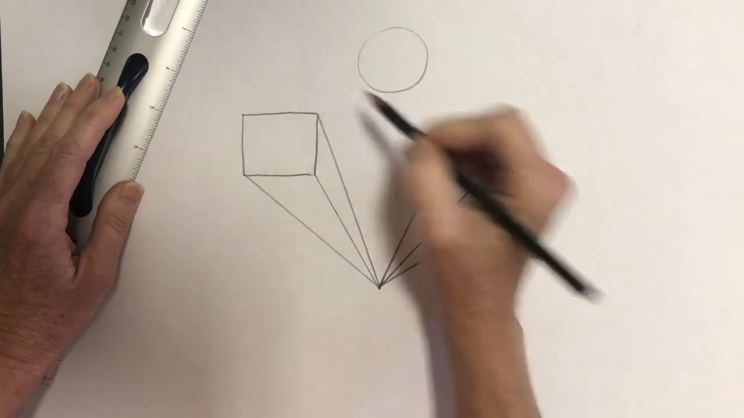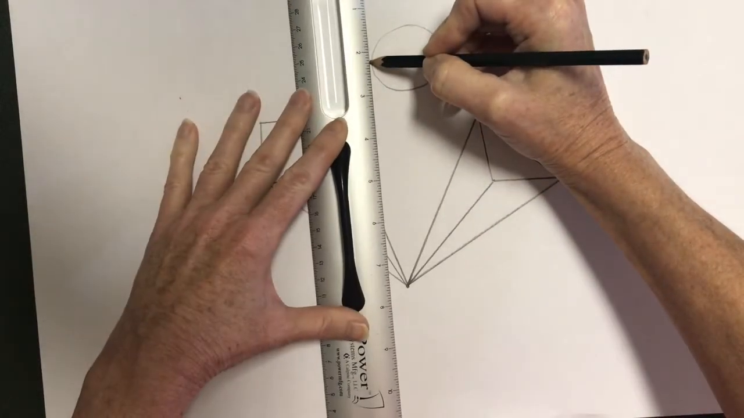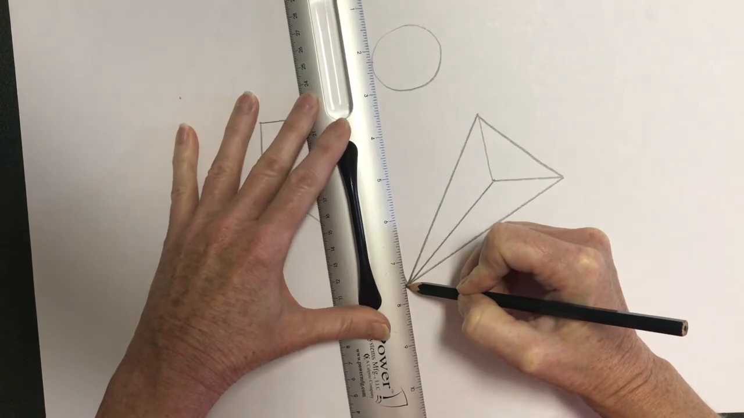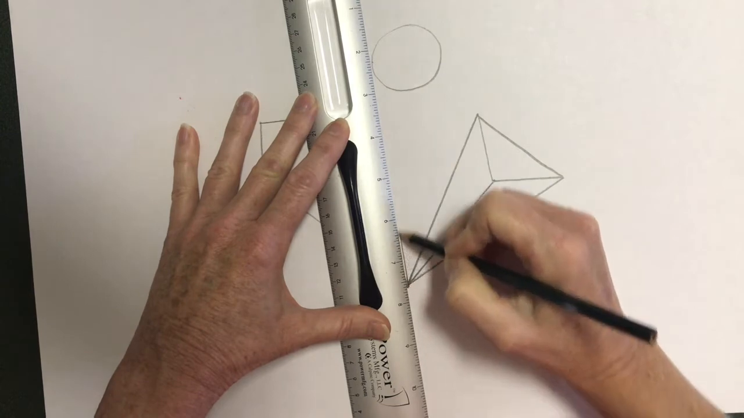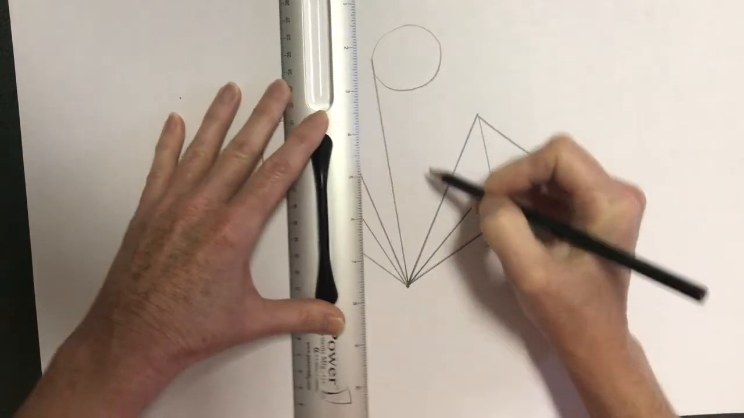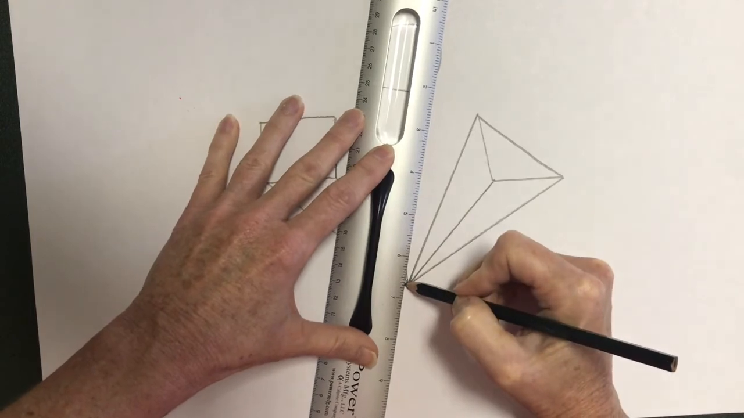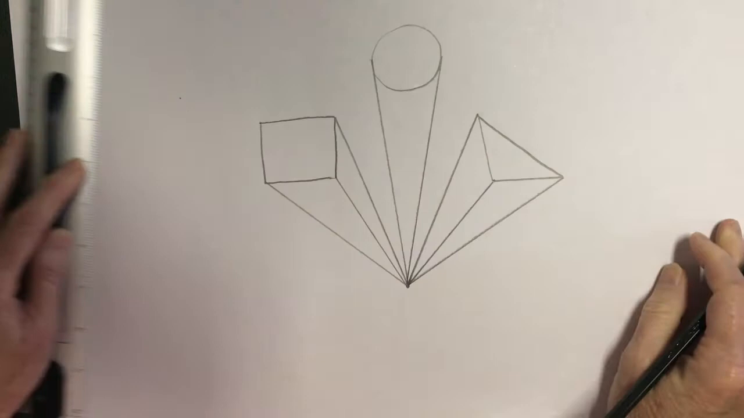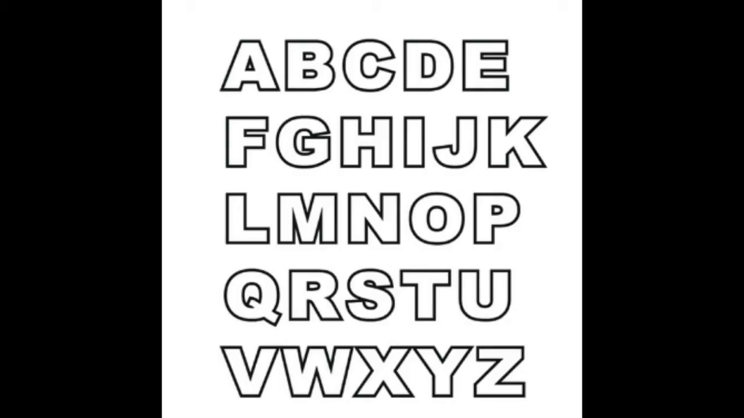If you would like to try a curved shape, like a circle, make sure you go to the farthest outermost point on that circle and connect that to the vanishing point. And do the same thing to the other side. The farthest outermost point of my circle will connect to the vanishing point. Okay, pause the video now and try it on your paper.